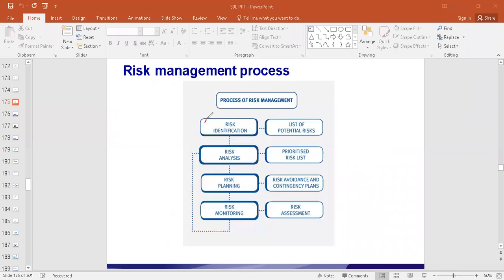Step number one, risk identification. How to identify risk? Wherever risks happen or occur in the organization, we have something called a risk register maintained. A risk register will have all the possible risks that can happen in an organization, or those risks that can affect the organization. The details of it are recorded in a risk register. So that can be considered as a database related to the risk.